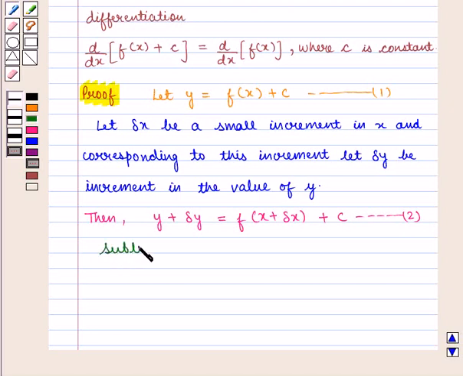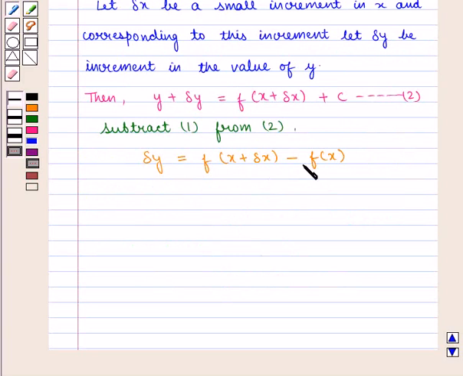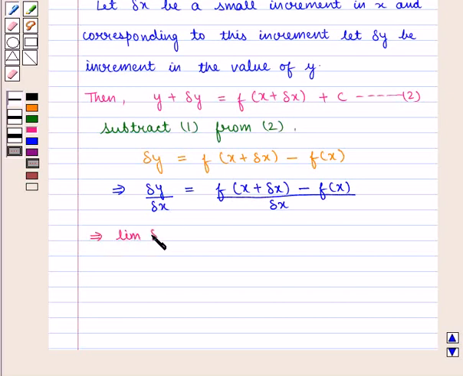Now subtract equation 1 from equation 2. We get y plus delta y minus y, which is equal to delta y and is equal to f of x plus delta x minus f of x. Now dividing both the sides by delta x, we get delta y by delta x is equal to f of x plus delta x minus f of x whole upon delta x.